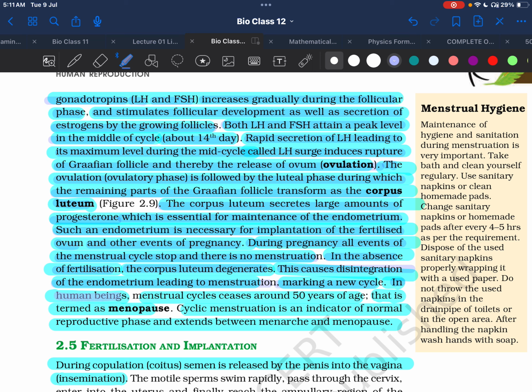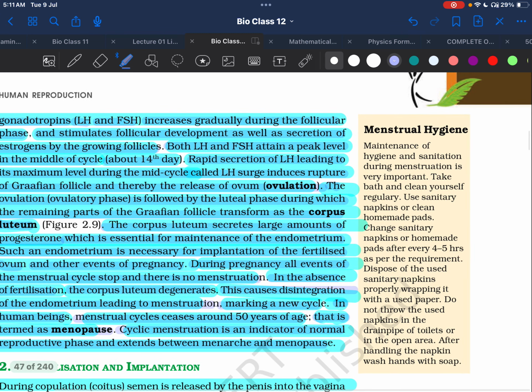In human beings, menstrual cycle ceases around 50 years of age. That is termed as menopause. Cyclic menstruation is an indicator of normal reproductive phase and extends between menarche and menopause.